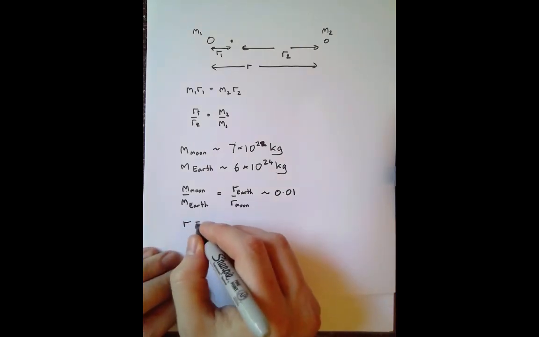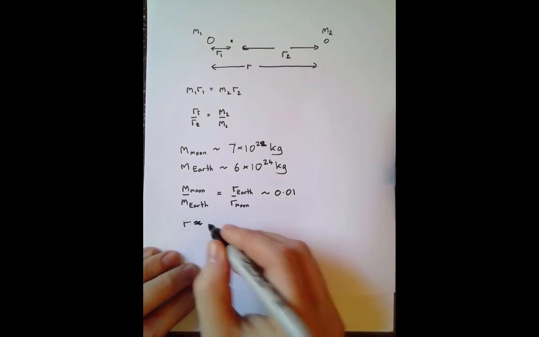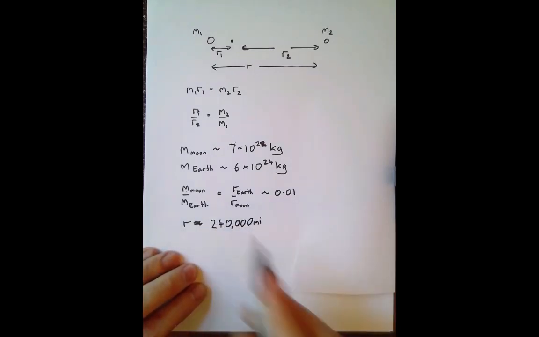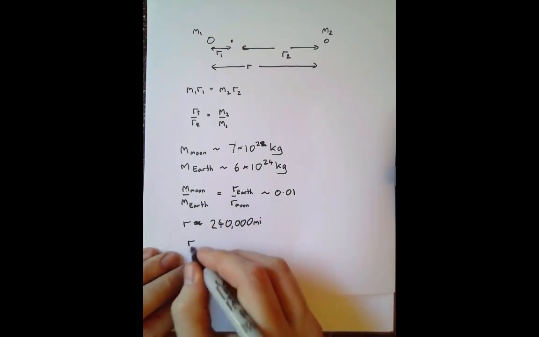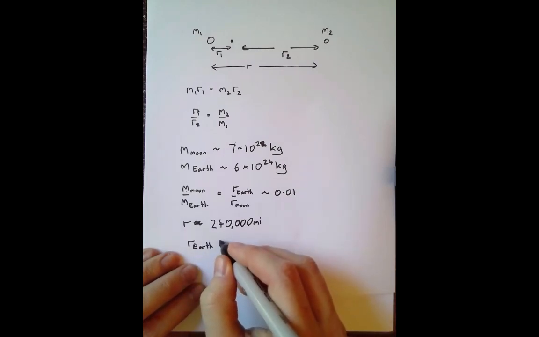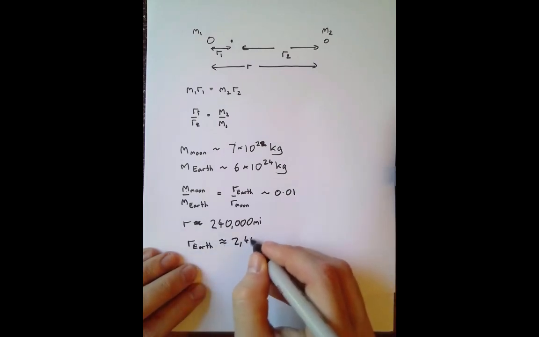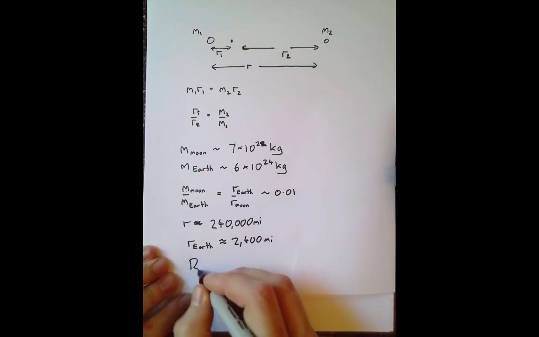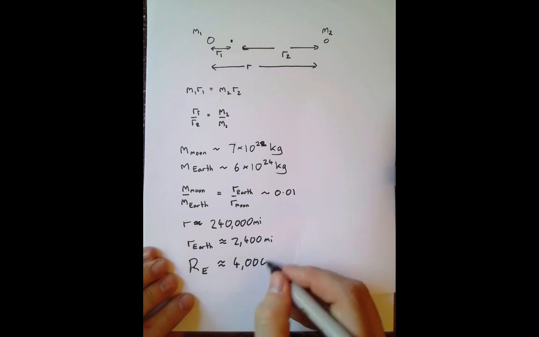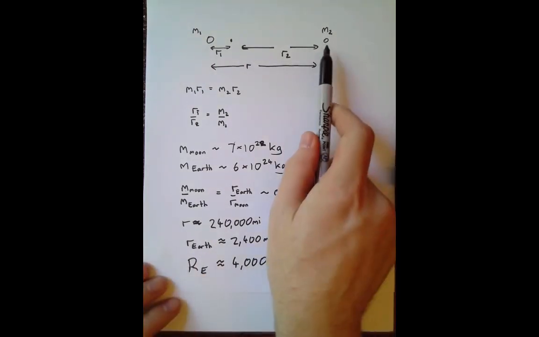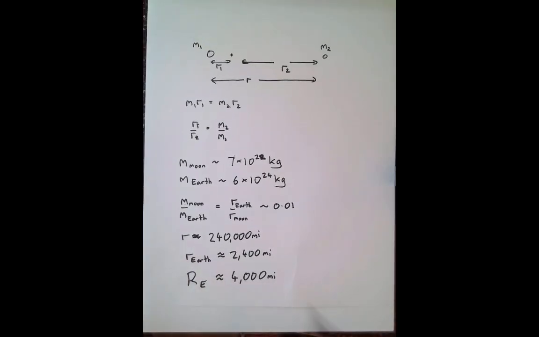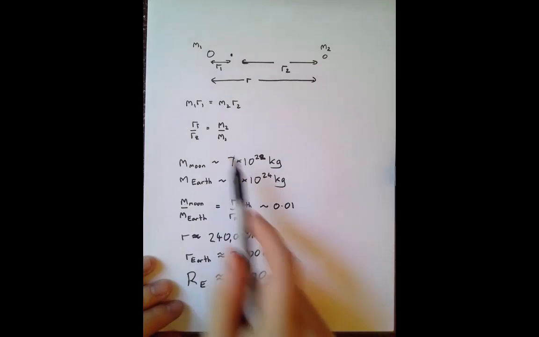Well, the total separation of the Earth and Moon is round about 240,000 miles. And if the Earth is 100 times closer, that puts the distance of the center of mass from the center of the Earth at around 2,400 miles. Now, given that the radius of the Earth is approximately 4,000 miles, this means that the center of mass of the Earth-Moon system is actually inside of the Earth. Okay, this just reflects the fact that the Earth is so much bigger than the Moon.